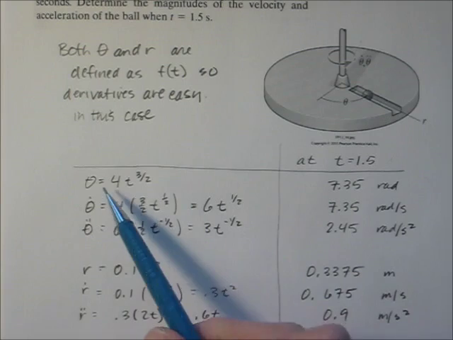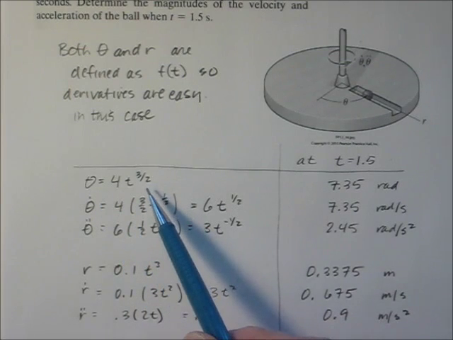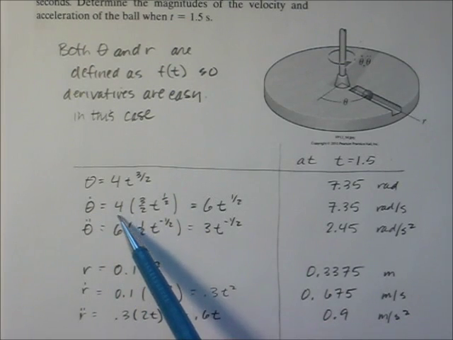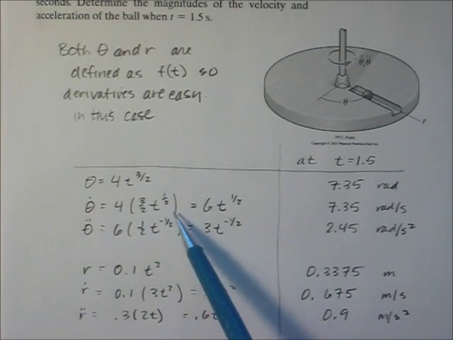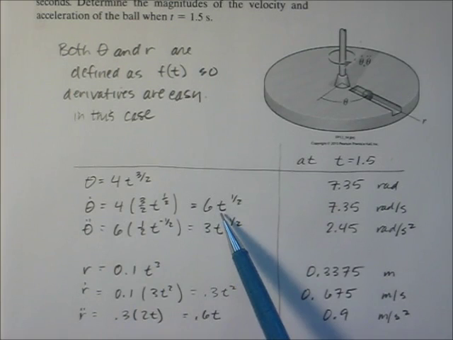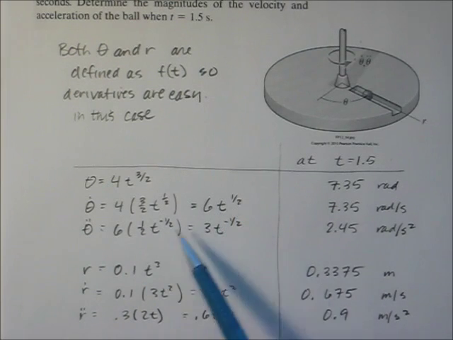All right, so let's start with theta. Theta is equal to 4t to the 3 halves. Theta dot is just the time derivative of that, so it'll be 4 times 3 halves, t to the 1 half, which is 6t to the 1 half. Theta double dot is the derivative of this with respect to time, so that'd be 6 times 1 half, t to the minus 1 half, which is equal to 3t to the minus 1 half.